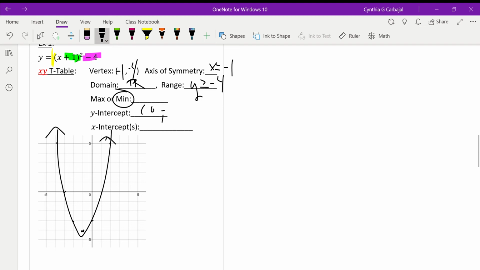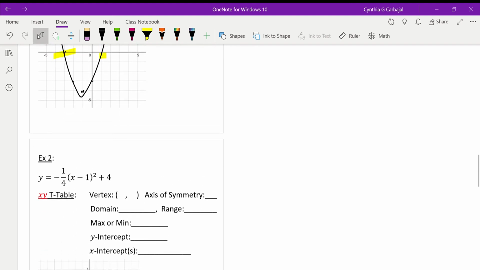0, -3. And you can always check yourself with the Desmos Online Graphing Calculator. My x-intercept is crossing at -3, 0, and 1, 0. Okay, so x-intercepts are right here. Alright, I think that's all the info we got. Let's go to the next one.